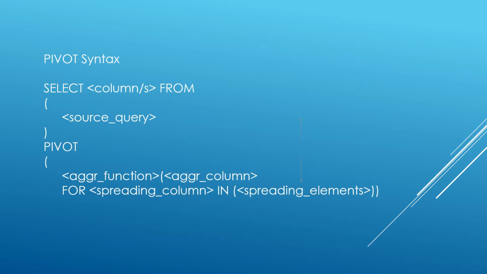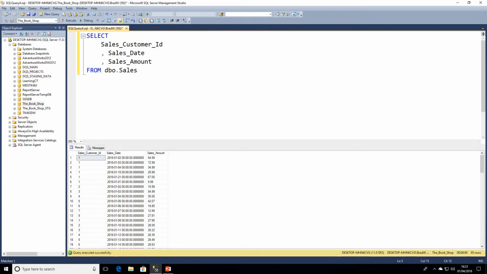So let's jump over to SQL Server Management Studio now and we'll go through some examples. Now I've got a table here and I'm just selecting a few columns. So all I've got here is a customer ID, a date and an amount that the sale value was for. Now what we want to achieve is identifying sales by customer per month.